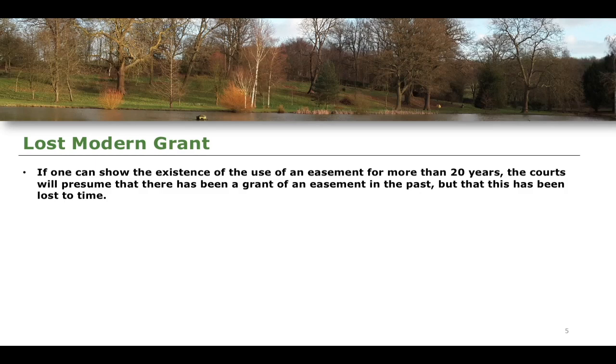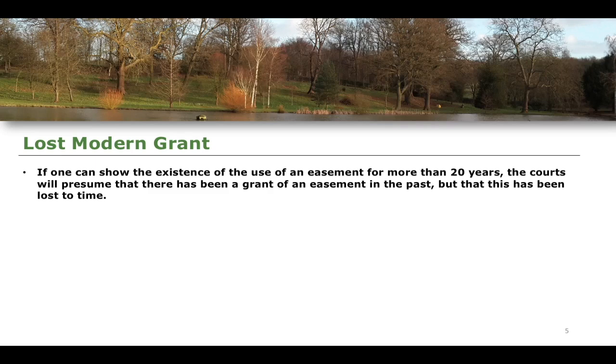The second way in which we can do this is through the loss of a modern grant. If one can show the existence of the use of an easement for more than 20 years, then the courts could presume that there has been a grant of an easement that has been enjoyed in the past, but that has just been lost to time, okay? Again, this is another thing that is quite nice for the people who are trying to acquire at least a formal acquisition of an easement.